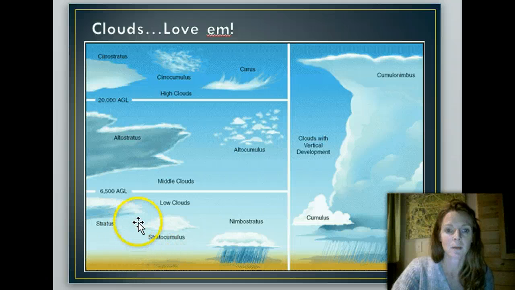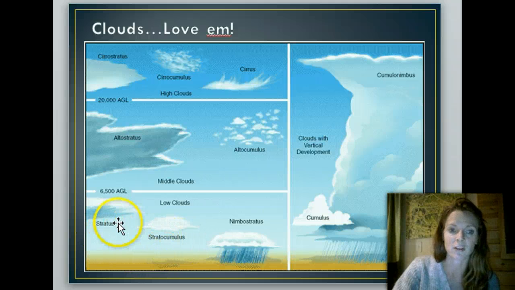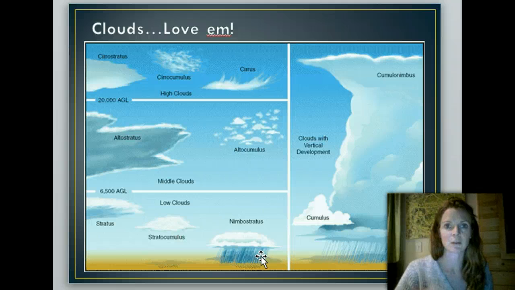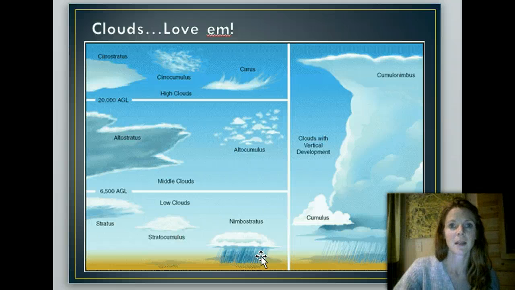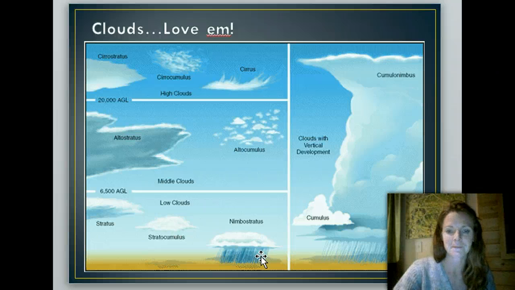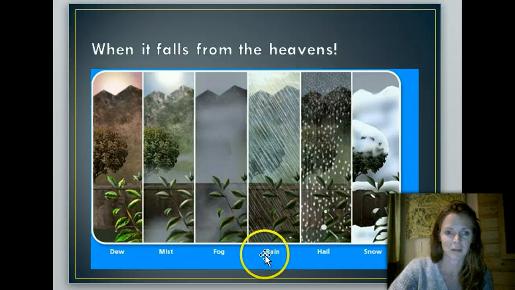And then your low clouds usually have no kind of prefix. You have your stratus or your stratocumulus. Sometimes it starts with stratus. And then your nimbostratus typically have a lot of precipitation as well. So these are some of the clouds that you'll see. I want you guys to start to look up in the sky and start to recognize and pinpoint what is what, okay? All right, so when it falls from the heavens, yes, we're talking about precipitation.